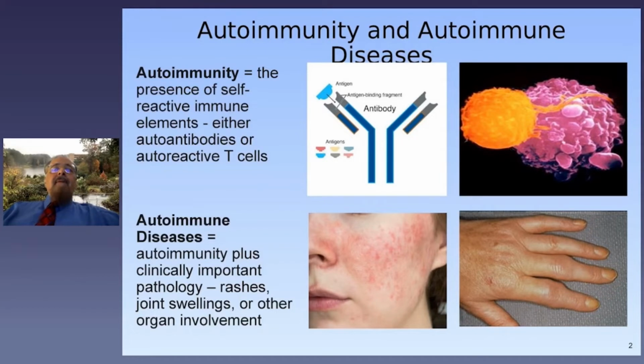The other part of the immune system is the cellular immune system. In the upper right-hand panel, you see this yellow cell binding to and beginning to destroy this pink cell on the right. And this is an autoreactive T cell, as it's called. And this is another way that the immune system works to protect us, or in the case of autoimmune diseases, to attack us. So that's autoimmunity. Autoimmune disease is autoimmunity plus some clinically important pathology. And these can be the rashes that are shown here, or joint swellings, or some other organ involvement.